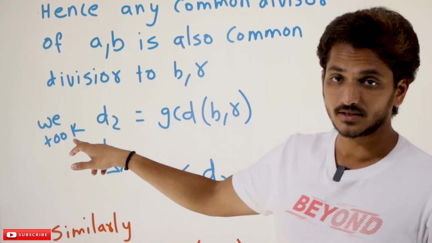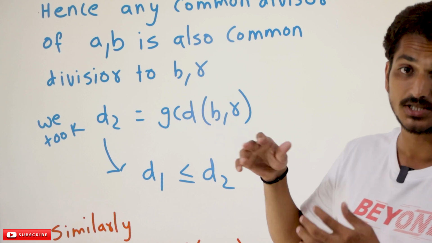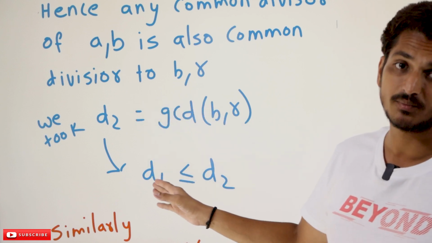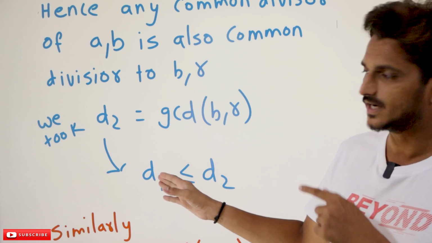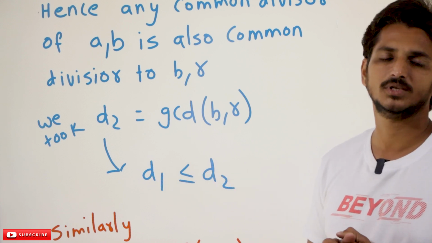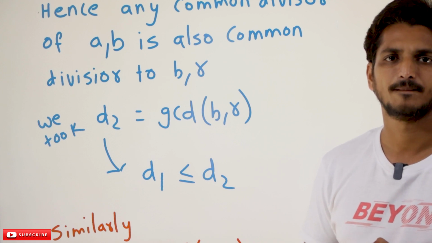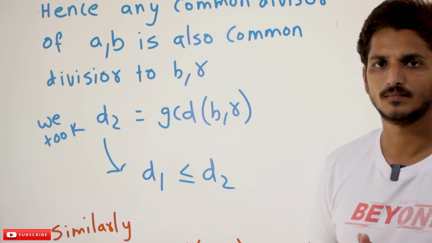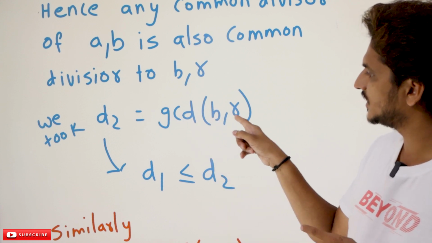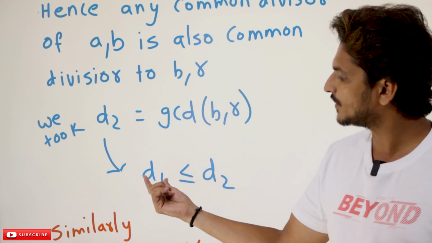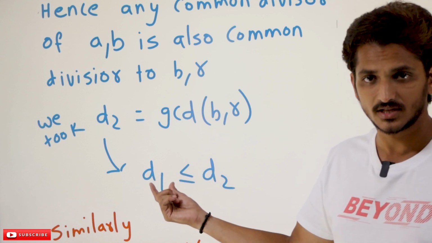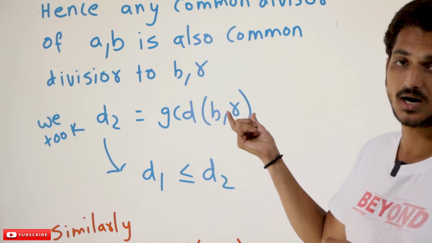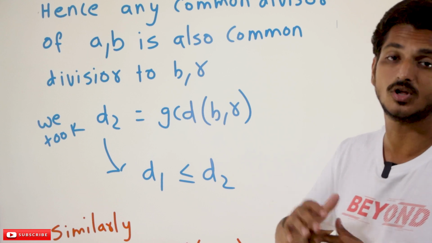So from that we have taken that D2 is equal to GCD of B comma R, the greatest common divisor of B comma R. And D1 means GCD of A comma B. Then definitely D1 is less than or equal to D2, because D2 is the greatest common divisor of B comma R and D1 is a common divisor of A comma B. Similarly, the exact opposite also we have to show.